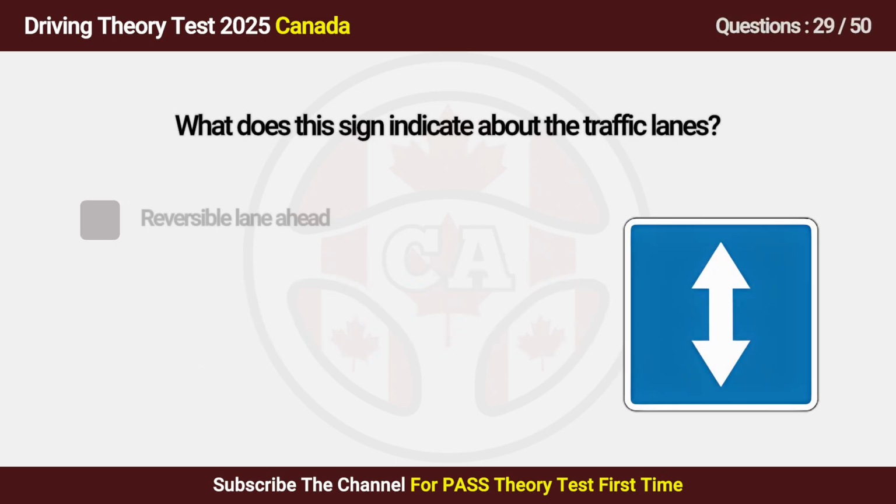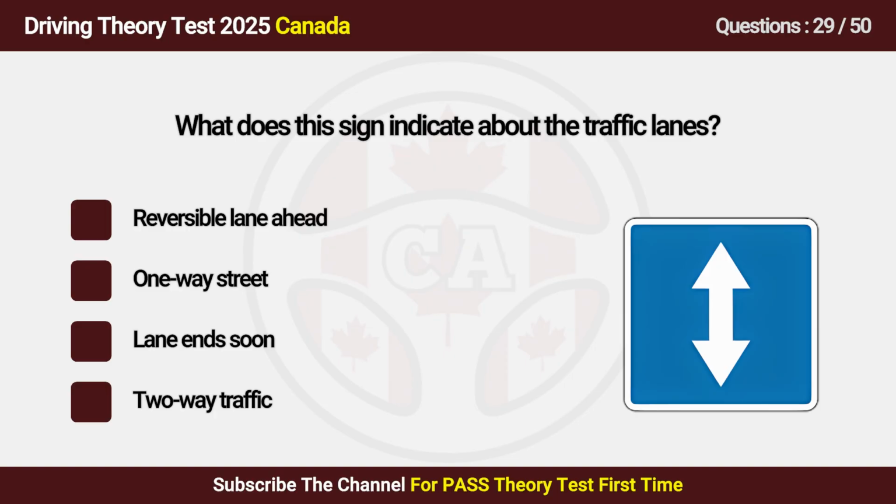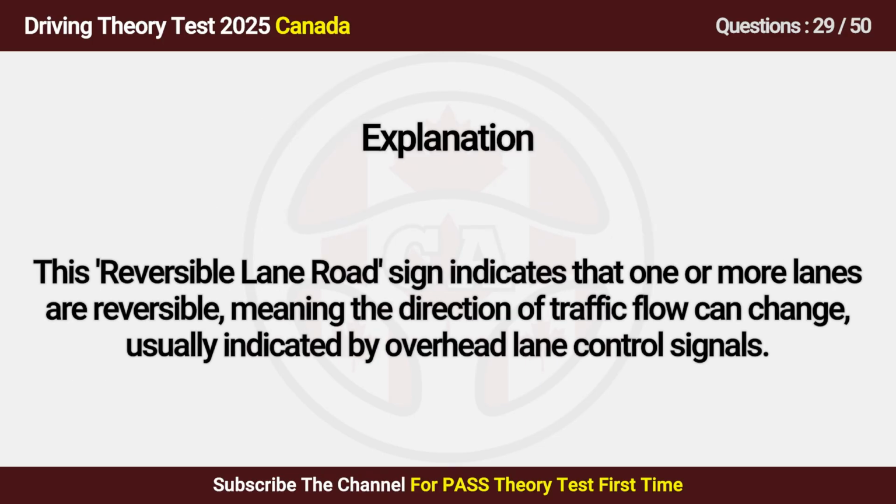Question 29. What does this sign indicate about the traffic lanes? A, reversible lane ahead, B, one-way street, C, lane ends soon, D, two-way traffic. Answer is A, reversible lane ahead. This reversible lane road sign indicates that one or more lanes are reversible, meaning the direction of traffic flow can change, usually by overhead lane control signals.